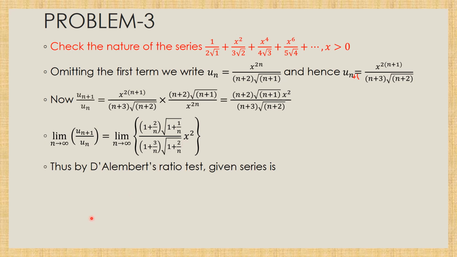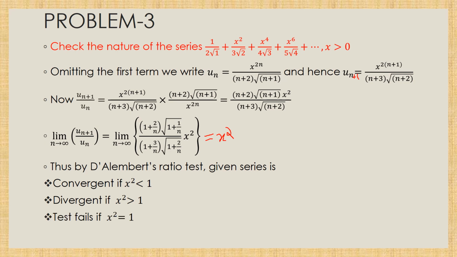So this limit we get equal to x square. Now we decide the nature of the series by defining this x square. By D'Alembert's test, the series is convergent if x square is less than 1 and the series is divergent if x square is greater than 1, and the test fails if x square equals 1. So this is the way how to use D'Alembert's ratio test.